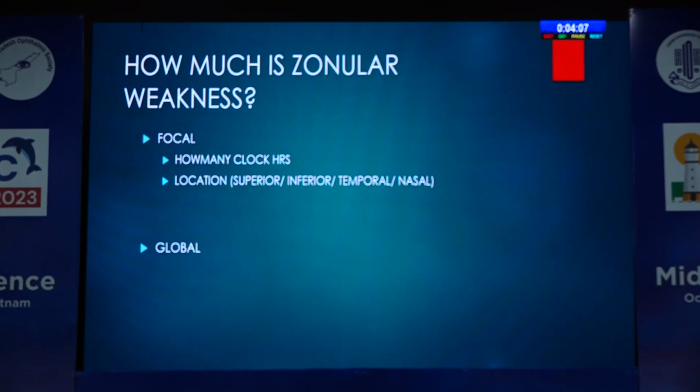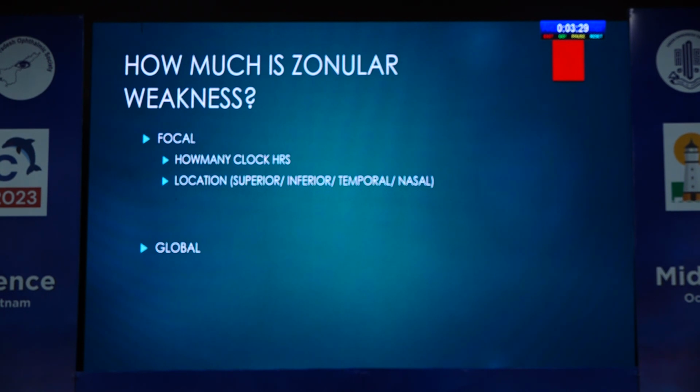While doing surgery, what we have to keep in mind is whether the zonular weakness is focal, that is limited to a few clock hours, 2 clock hours, 3 clock hours, or much more than that, or whether it is global, all over the zonules, like pseudo-exfoliation, where all zonules are weak. That we have to keep in mind. In a trauma case, if there is focal loss or focal weakness of zonules, how many clock hours and what is the location: superior, inferior, temporal, or nasal? Because if the inferior zonules are very weak, the chances of difficult surgery and postoperative decentration of the IOL are much higher compared to superior, because of gravity.